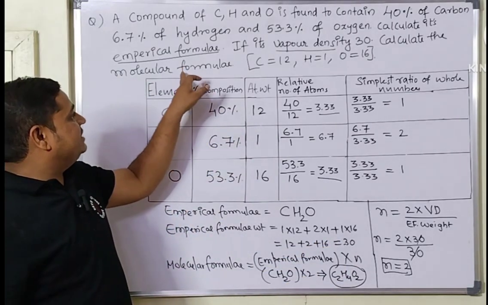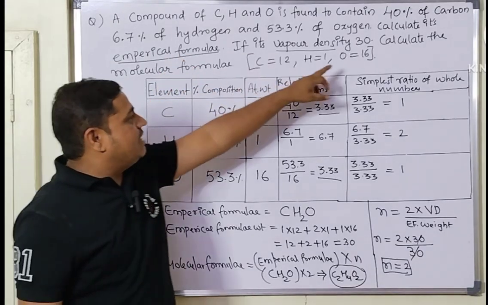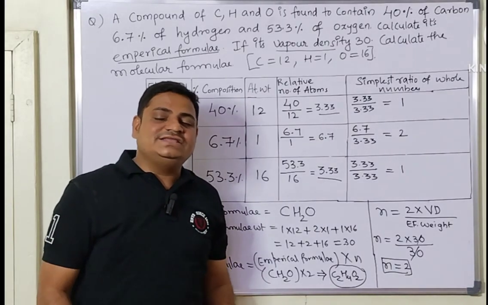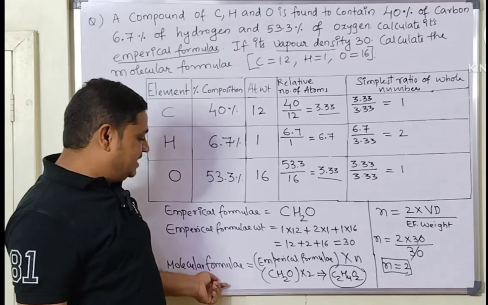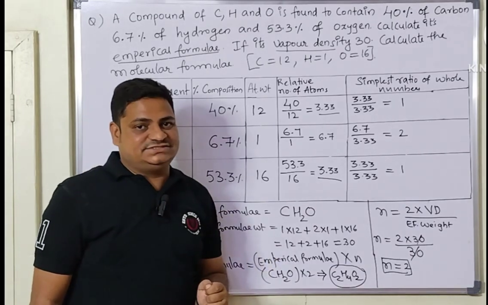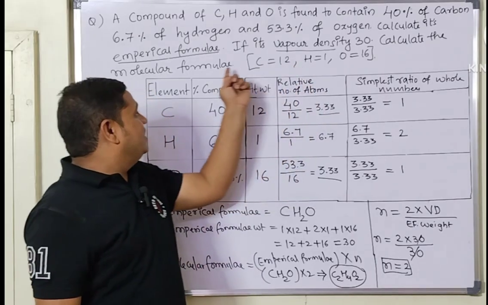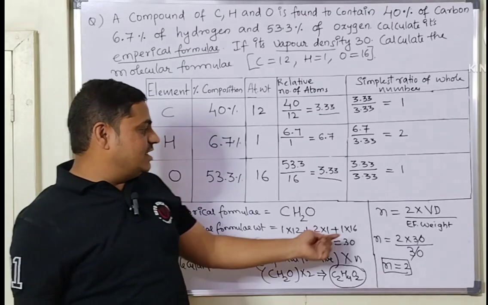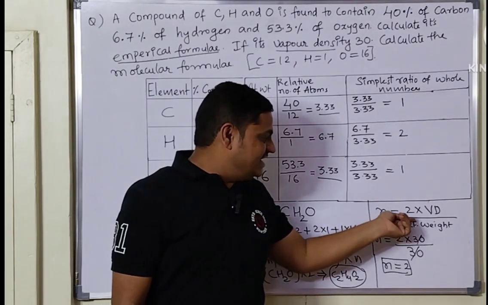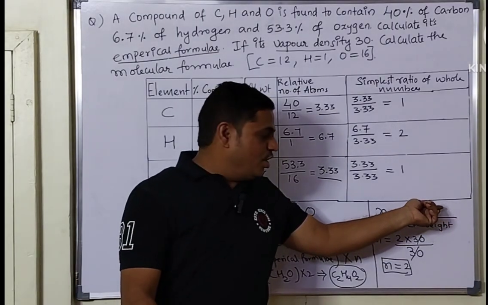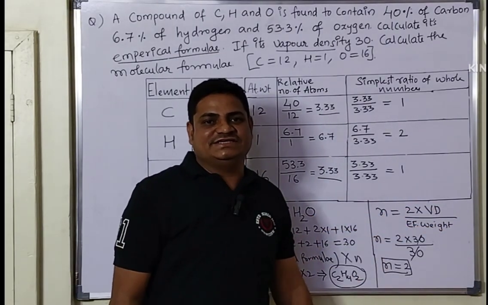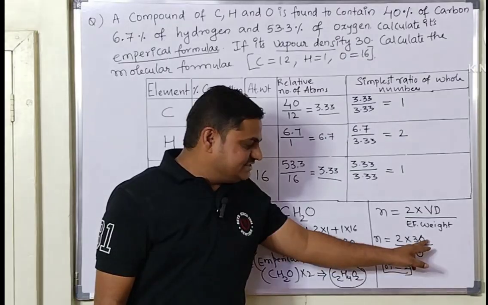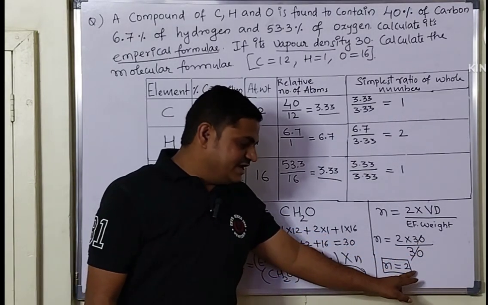Why? Because they are asking not only for the empirical formula, but also to write down the molecular formula. To write the molecular formula, they have not directly given the molecular weight, but they have given the vapor density value. If the vapor density value is given, I have given one more formula, where n is a whole number: n is equal to 2 into vapor density upon empirical formula weight. So I did 2 into the vapor density value 30, upon 30, and I got the n value.